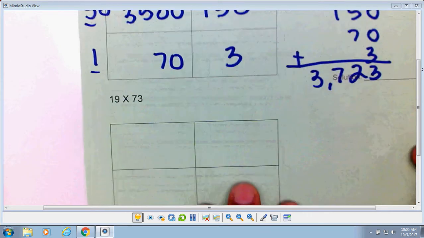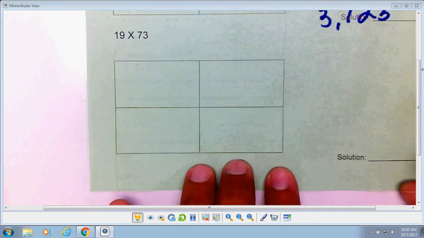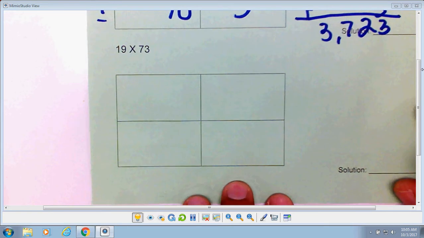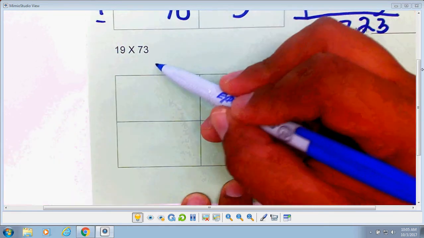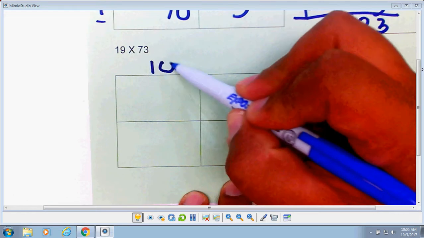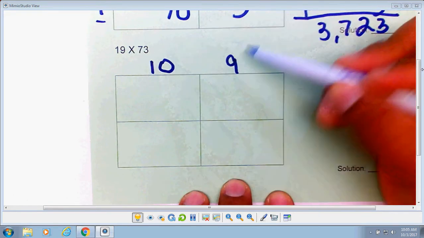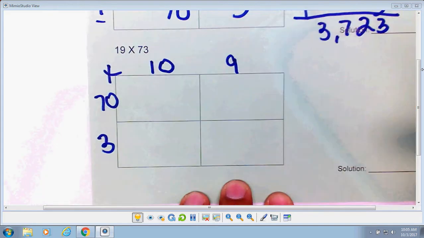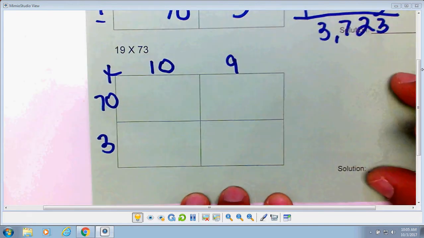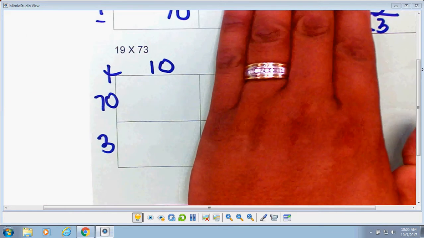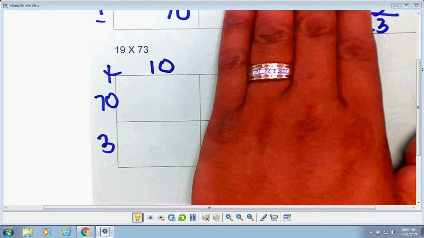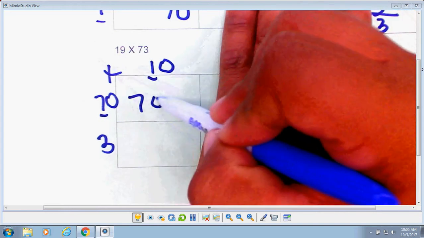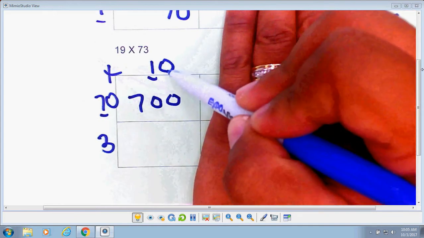And then the last problem, you have 19 times 73. Decompose the 19. Decompose means to break it apart. We have 10 and 9, 70 and 3. And we're going to solve 70 times 10. Solve the basic fact first. 7 times 1 is 7. Add 2 zeros. 10 times 3.